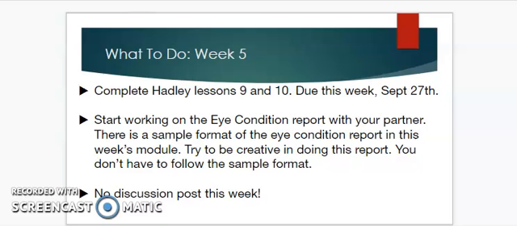Because the Hadley lessons are due and there's quite a lot of reading, you'll need time to work on the eye condition report, which is due two weeks from now. There is no discussion post this week.